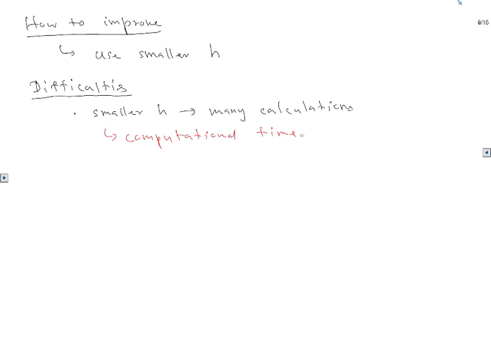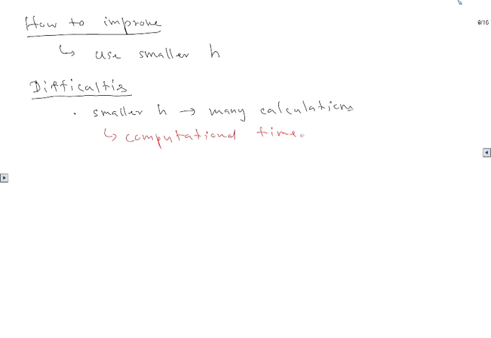Like for example, let's say you want to predict the weather. If you have a weather model and you want to know what the temperature is tomorrow at 2 p.m., you cannot wait a week to find that number. We need to do it really fast and get the results as soon as possible. So that means the computational time can be a big issue. So that's the first one.